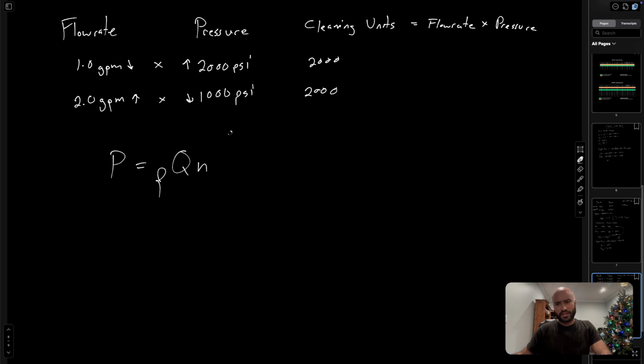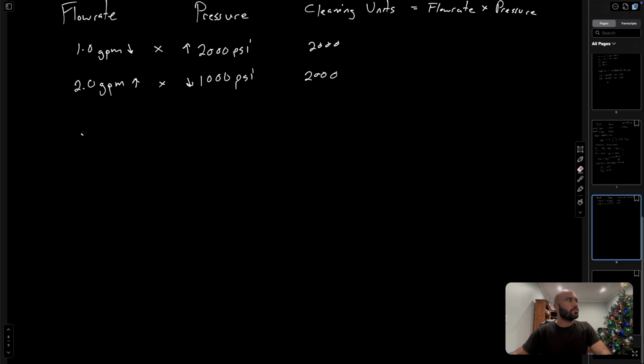So I went on a little venture here to try and figure out cleaning power. Which one of these two in this scenario has more cleaning power? And that's a little bit more difficult to answer, but not that much. What we really want to look at is impact force.